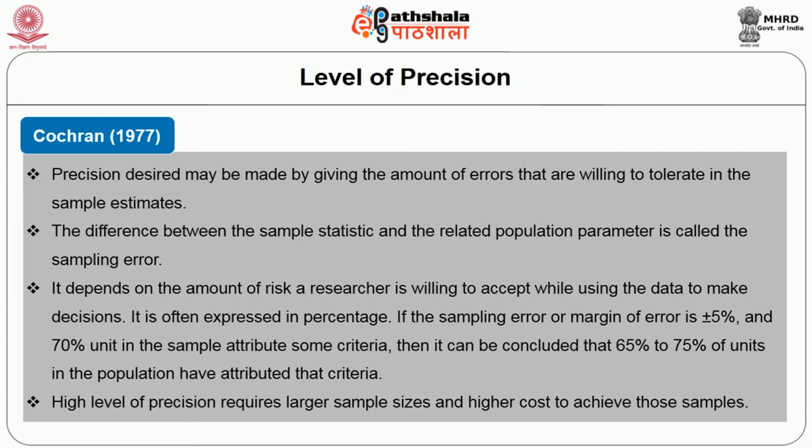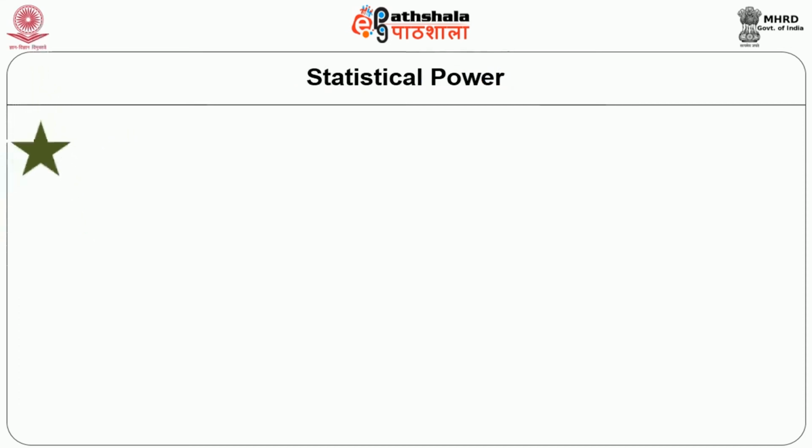If the sampling error or margin of error is plus or minus 5% and 70% of units in the sample have some attribute or criteria, then it can be concluded that 65 to 75% of units in the population have that attribute. A high level of precision requires large sample sizes and higher cost to achieve these samples.